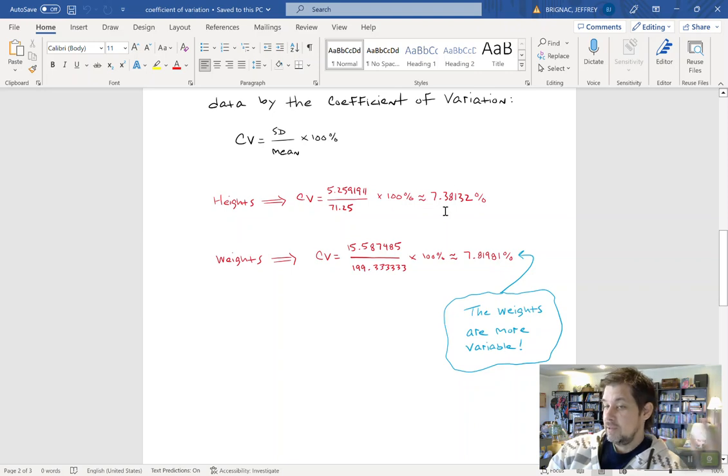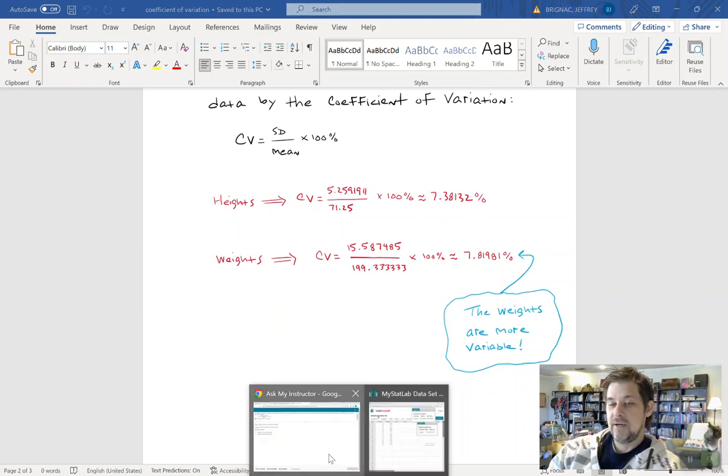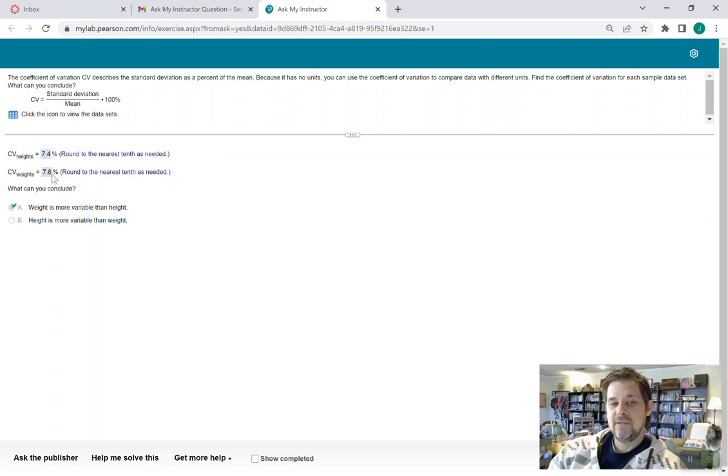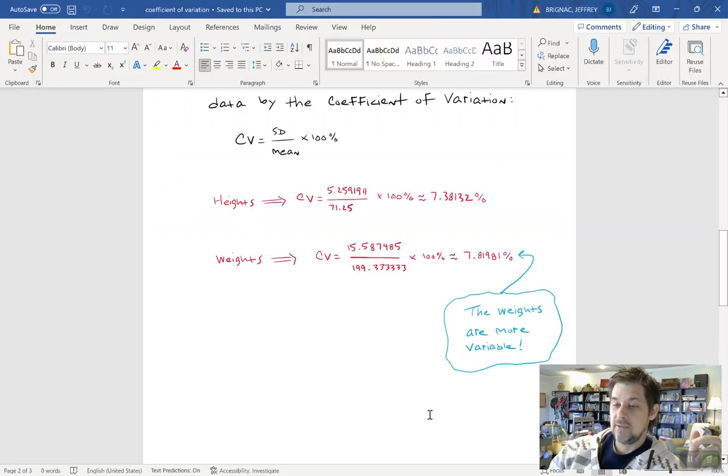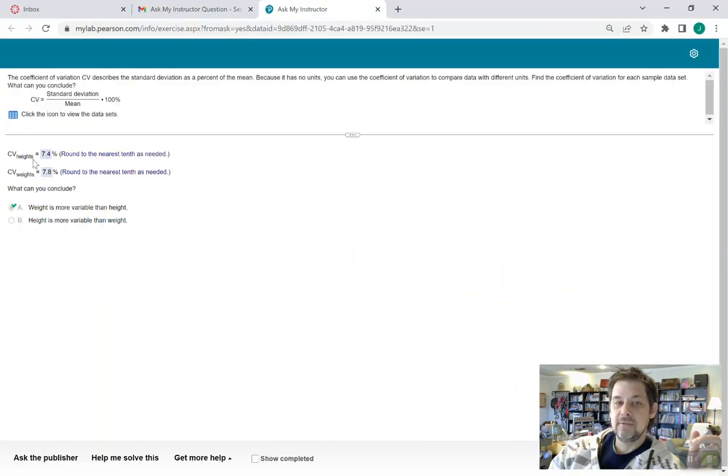7.8% is bigger than 7.3%. So that means the weights are more variable. So look at how I answered this. I put in the coefficient of variation. Notice here it says round to the nearest tenth. So I took 7.38 and I rounded it to 7.4.